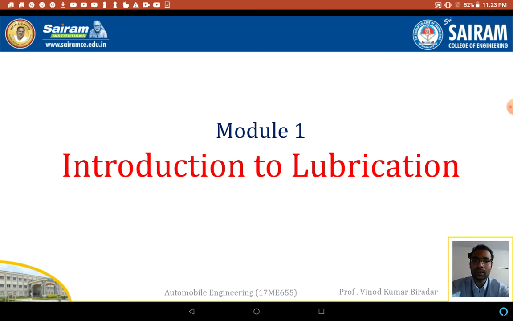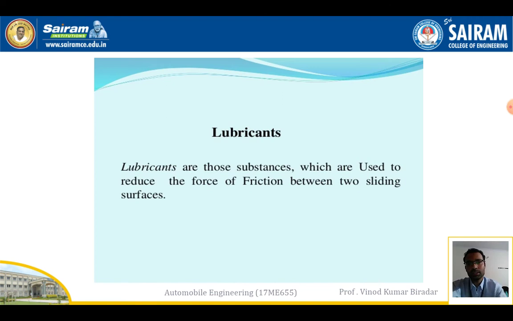The second main function is that lubrication also prevents wear and tear of IC engine parts, and it is also used as a cleaning agent. These are the three main functions. Now the definition of lubricants: the substances which are used in an IC engine are called lubricants. Lubricants are those substances used to reduce the force of friction between two sliding surfaces. That may be oil, grease, whatever it may be. This is the definition of lubricants.